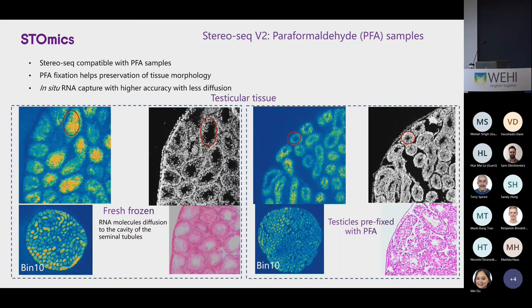We found that using PFA pretreated samples, we get much better diffusion profile. For example, with the testicular tissue here, you see the morphology from the nucleic acid stained image. When we do the DNB data, you see that in some areas there's diffusion of the transcripts into the seminal tubules. So if we do PFA pretreated testicles, the morphology that you see from nucleic acid staining over here versus the DNB image is much more closely matched, and there's much better diffusion. There's much less diffusion that's apparent.